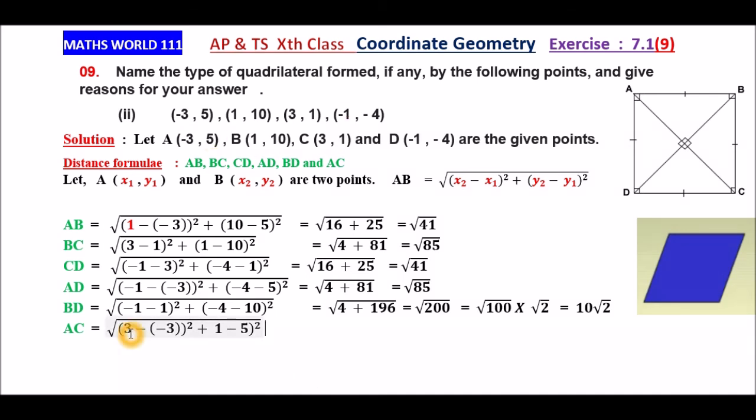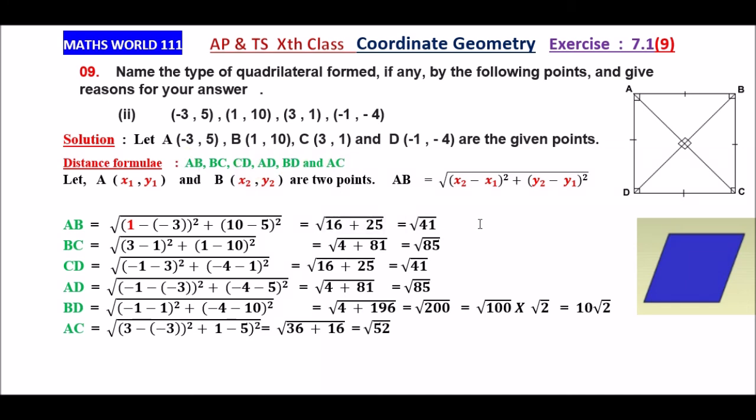You got it now? So 3 minus of -3, minus into minus is plus, 3 plus 3, that is 6. 6 whole square, 36. Plus 1 minus 5, -4. So -4 whole square, -4 into -4, minus into minus is plus, 4 into 4, 16. So that is equal to root of 36 plus 16, which is root 52. Okay. So here we got all the sides AB, BC, CD, AD, BD, AC, the 2 diagonals and the 4 sides also.